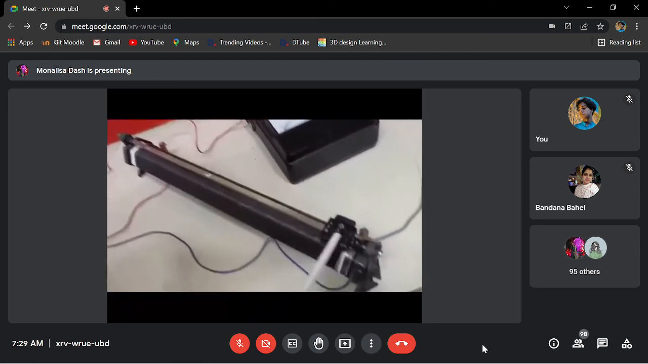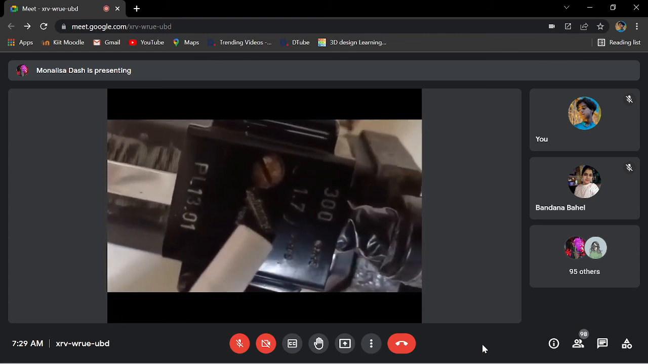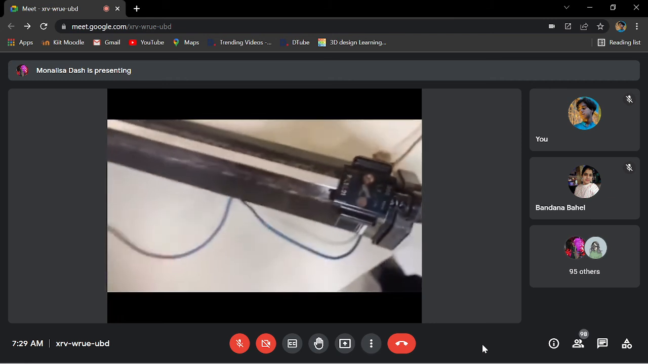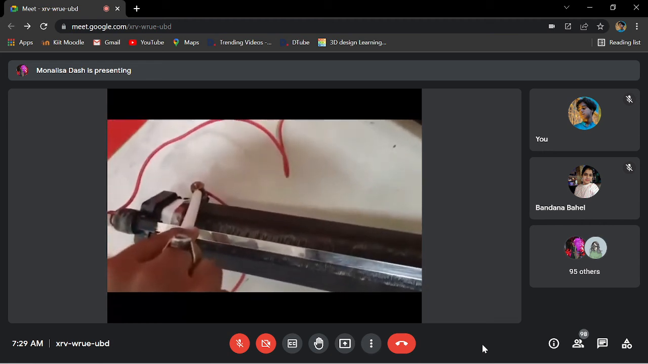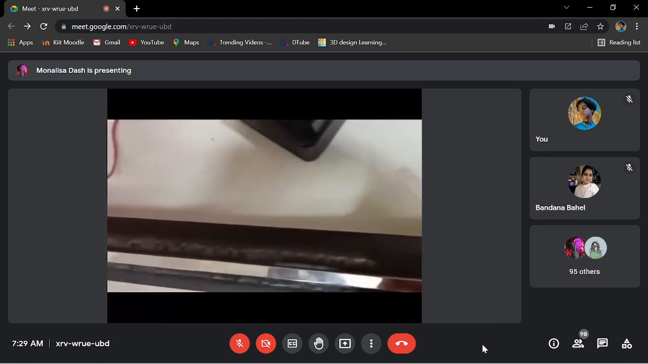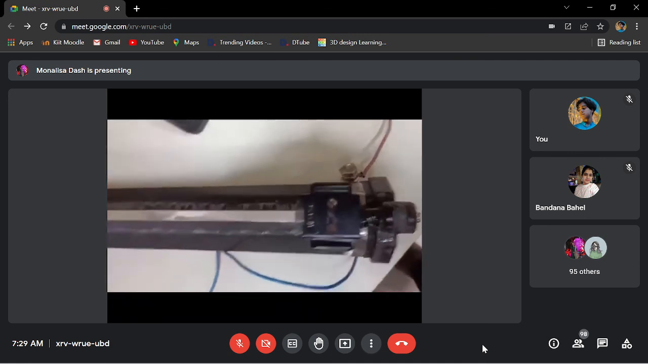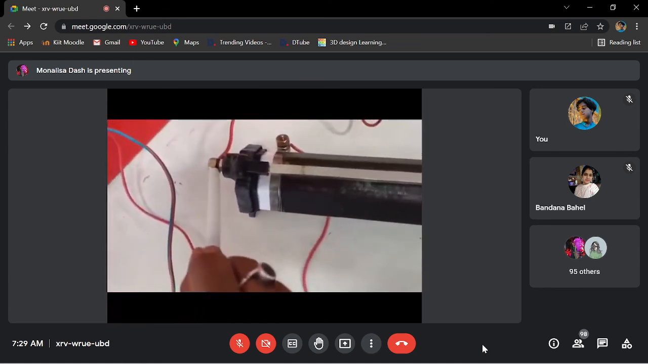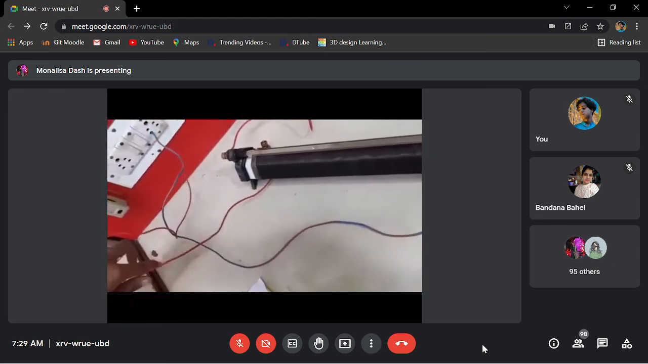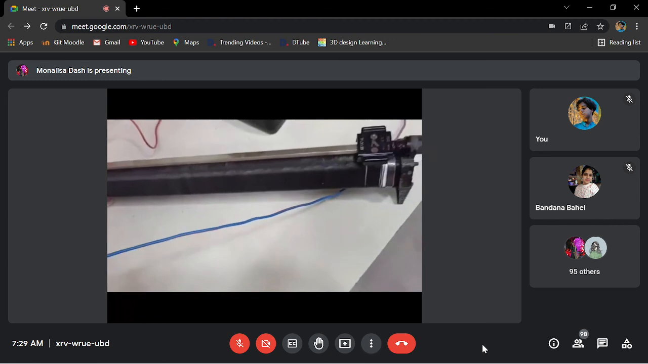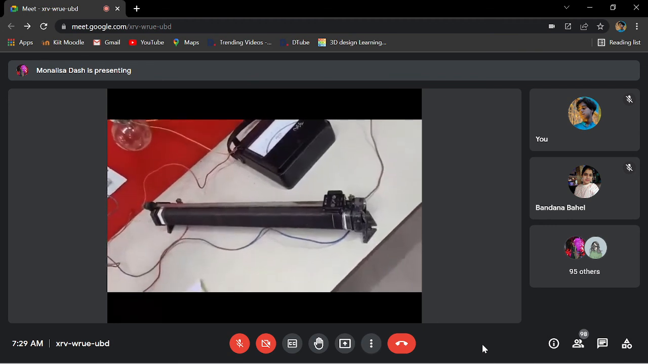This is the 1.7 ampere, 300 ohm rating rheostat. In the rheostat, this is one fixed point, this is another fixed point, and this one is the variable point. One fixed point goes to positive and the other fixed point goes to negative.